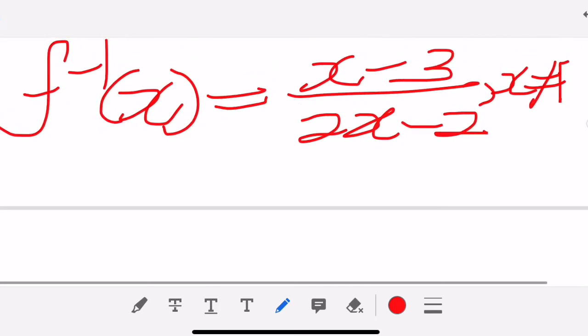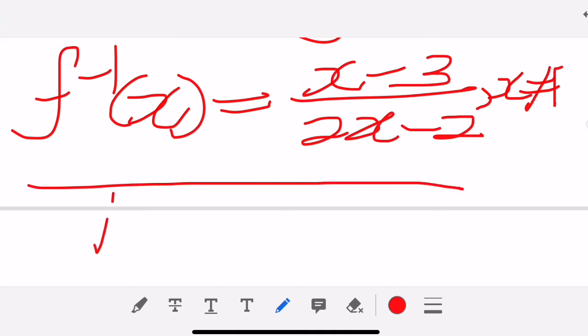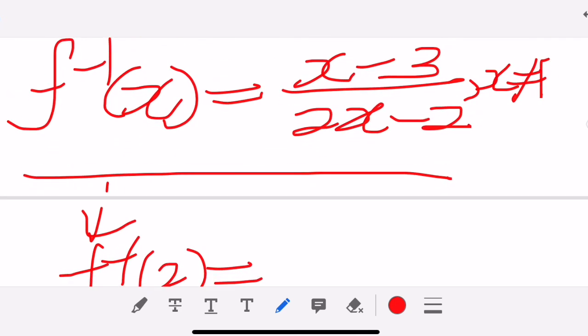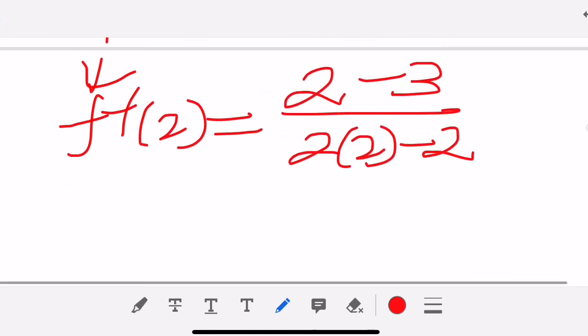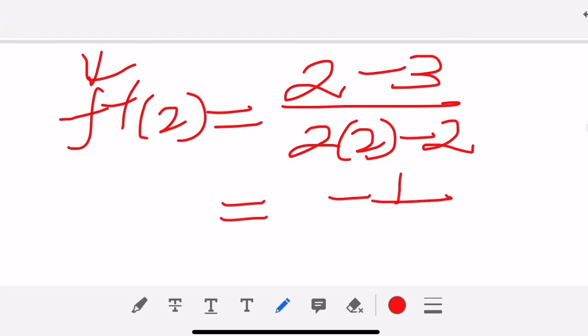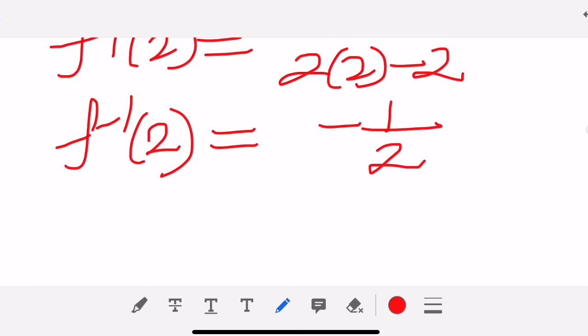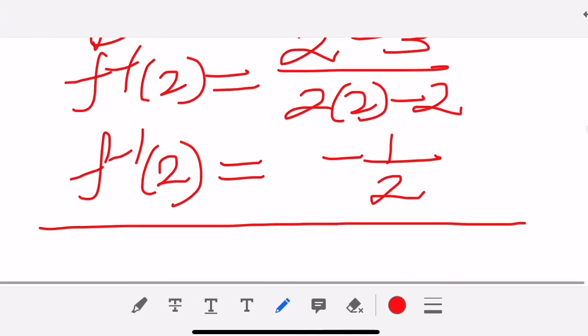Alright, so now hence, we are going to answer the hence part. After you got this, then you can find f inverse of 2. Meaning that you are going to substitute the 2 into the x. 2 is the object, so 2 minus 3 over 2 times 2 minus 2. So the answer is negative 1 over 4 minus 2, which is 2. Right? Negative 1 over 2. That is the inverse of 2. So this is the answer for the question that I discussed just now.